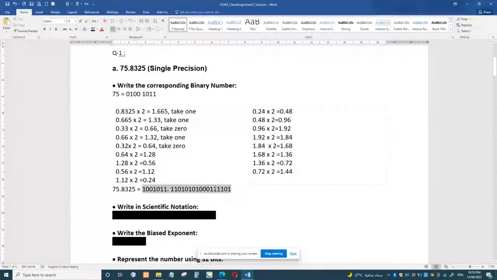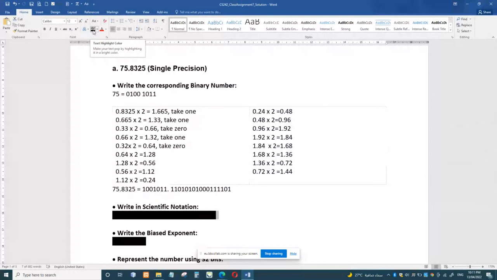75.8325. This is the binary representation of the number. Now you can write it in scientific notation. In order to write it in scientific notation, definitely our binary point should be shifted to the left. So if we shift 1, 2, 3, 4, 5, 6, we are going to shift 6 bits to the left. And since we are shifting 6 bits to the left, it will be 2 to the power plus 6 or minus 6.